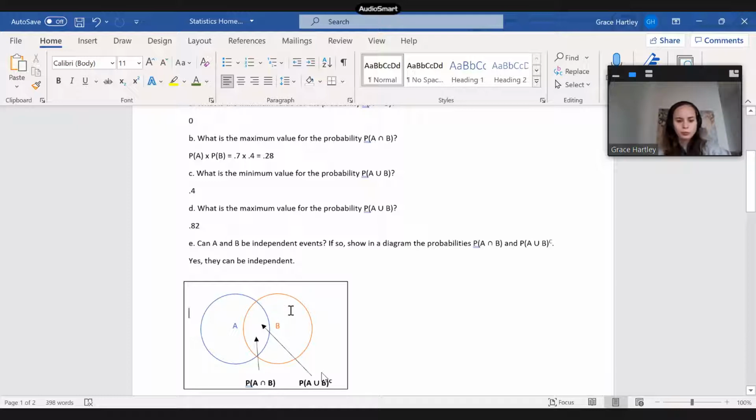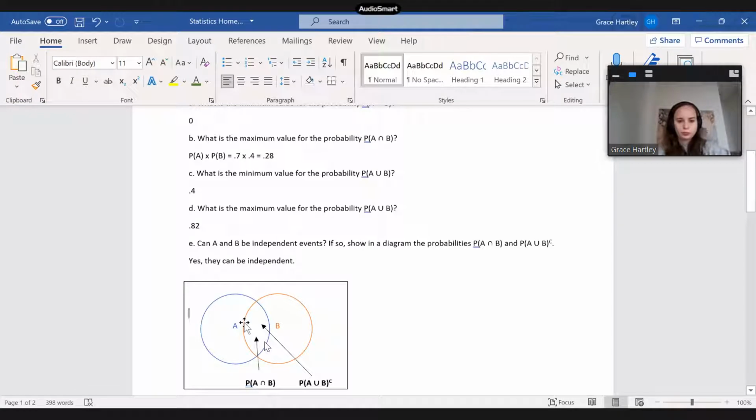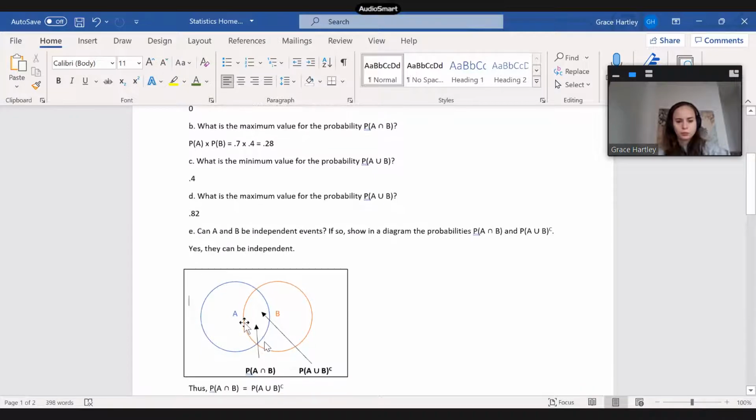It's a very weird graph. So A union B is just the two circles, and you don't double count the intersection part. That's the union. So the complement of A union B is just everything outside your two circles, but inside the rectangle.